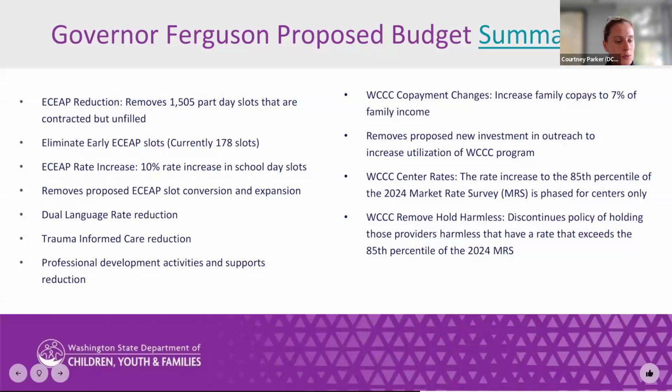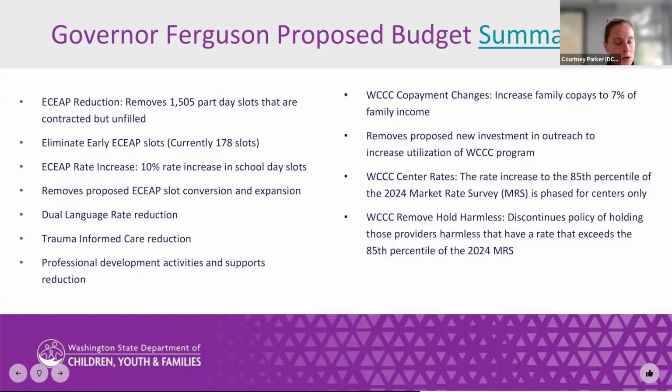And the next one removes proposed new investment in outreach to increase utilization of Working Connections program. This differs from the Inslee budget, as this investment was included in the Inslee budget. Now, this next one, the Working Connections Center rate. The rate increase to the 85th percentile of the 2024 market survey is phased for centers only, so this differs from the Inslee approach to that.